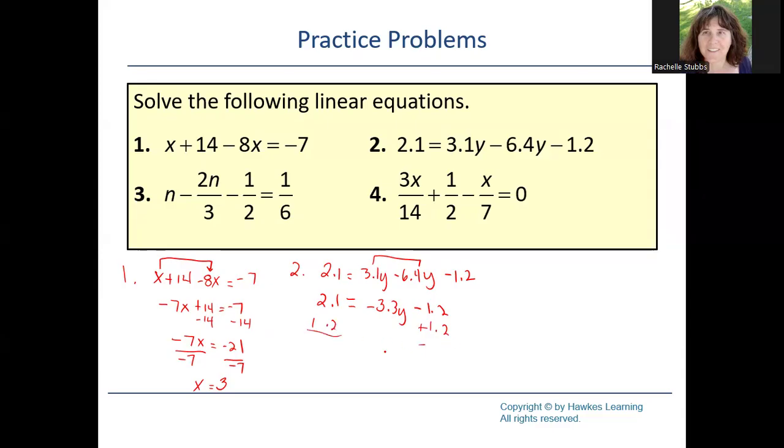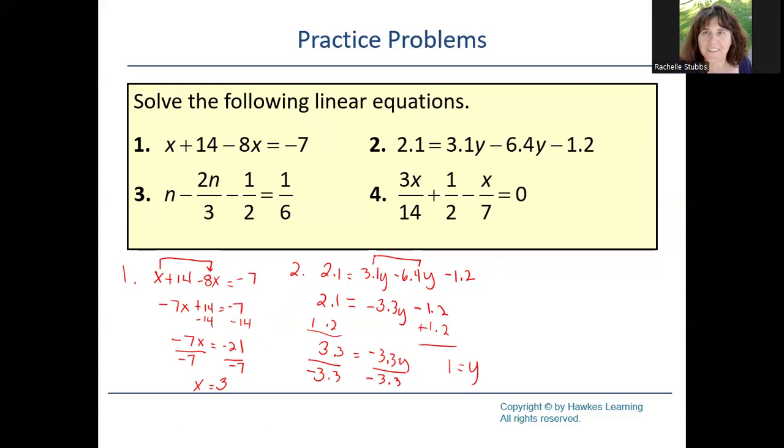And I get 3.3 over here equals a negative 3.3y, and that just became a 0, didn't it? And now I'm going to apply the principle of division of equality and divide by 3.3, but I'm going to divide by a negative 3.3. And 3.3 divided by a negative 3.3 is just negative 1, and we get y. y equals negative 1 in that case. You can go back and check them if you'd like.